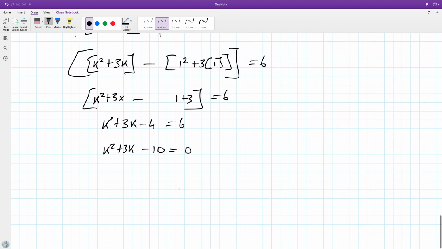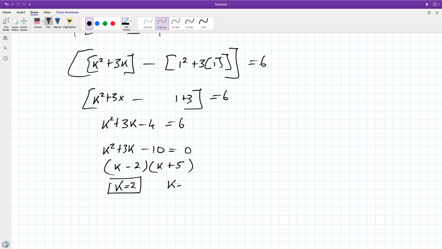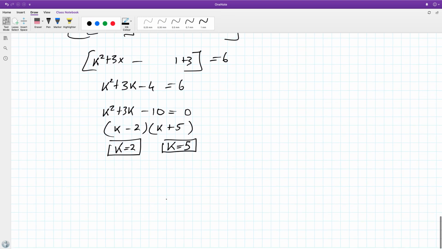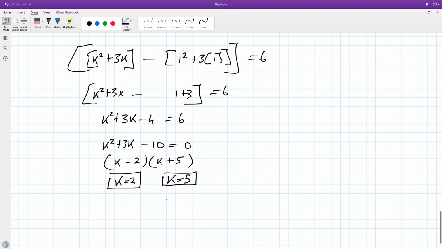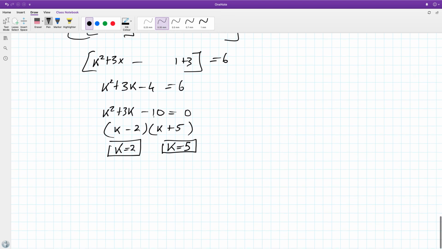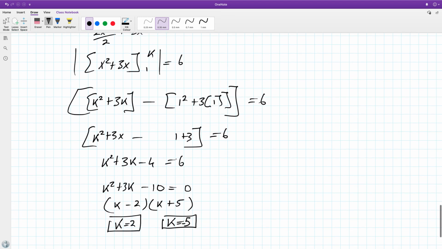What do we do? Bracket, bracket. Plus k and k, plus 5 and minus 2. K is equal to 2. K is equal to 5. We check them? Sorry. No, plus 5 minus 2, so that's minus 5. So we check them then.